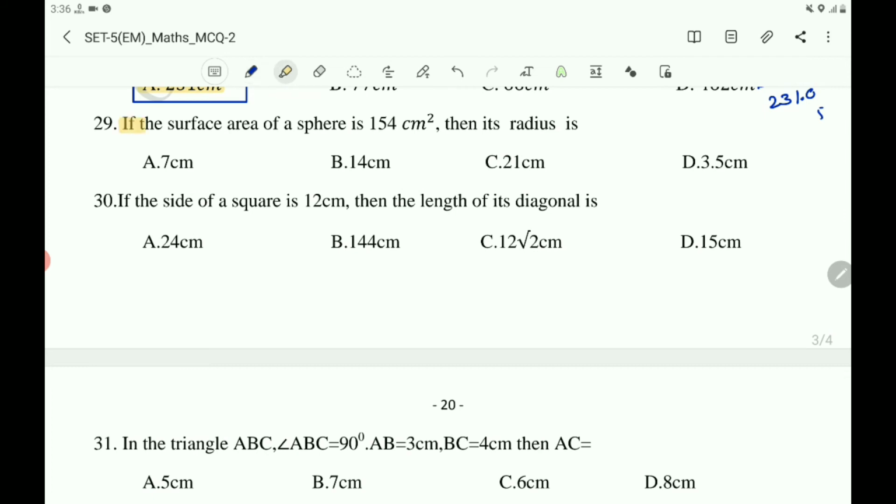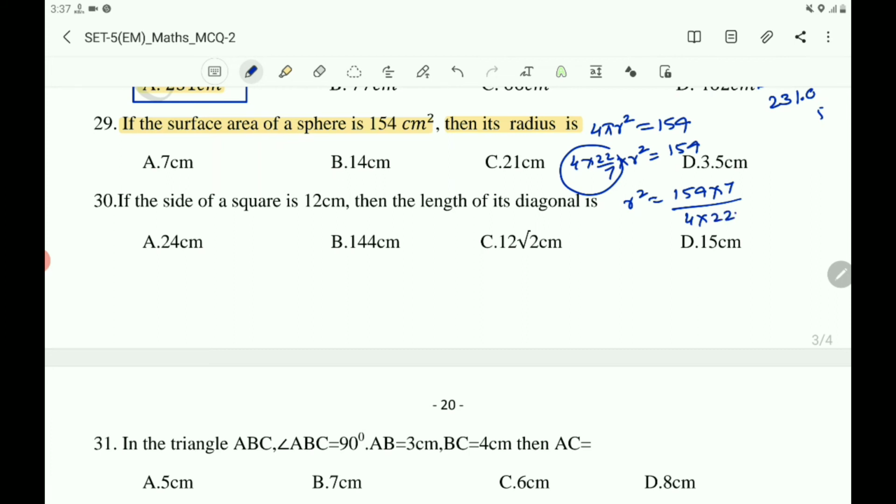What is the question? If the surface area of a sphere is 154 cm square, then its radius is. What is the formula to find the surface area of a sphere? You know that it is 4 pi r square. That equals 154 cm square. Then 4 into 22 by 7 into r square equals 154. Then r square equals 154, you transfer this, 7 comes to the numerator, divided by 4 into 22.